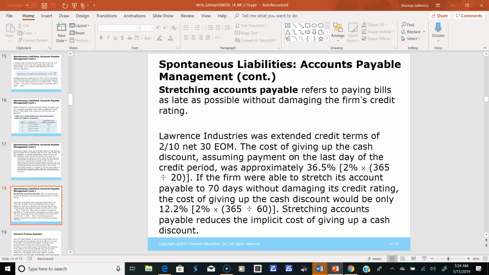Okay, so let's move on. Here's another one about stretching accounts payable. It's just another example, 2/10 net 30. The cost of giving up the cash discount, assuming payment on the last day, was approximately 36.5%. Of course, if the firm were able to stretch its accounts payable to 70 days without damaging its credit rating, the cost of giving up the cash discount would be only 12.2%. So the important point here is stretching accounts payable reduces the implicit cost of giving up a cash discount.